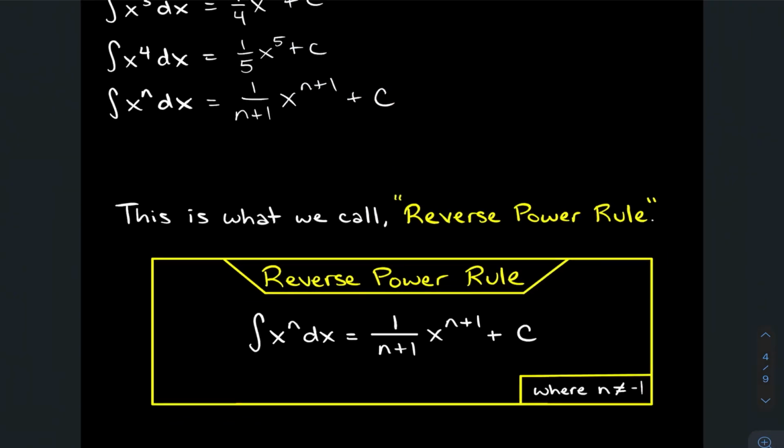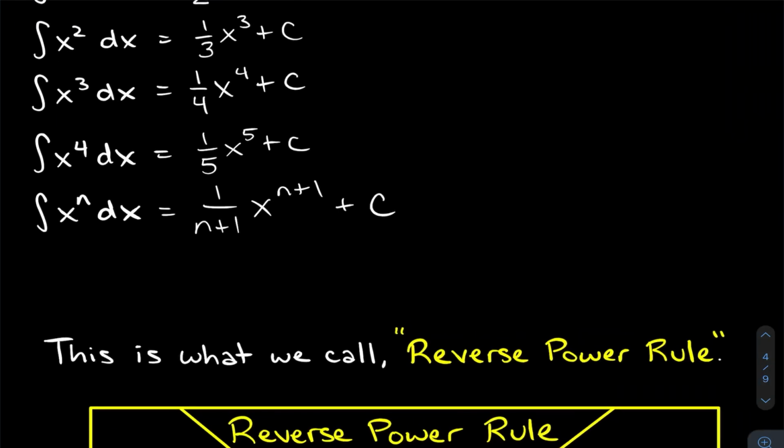Okay? n cannot equal -1 here. And you can see that, right? Let's talk about the integral of x to the -1 dx. For this integral, well, what is x to the -1? That's 1 over x dx.